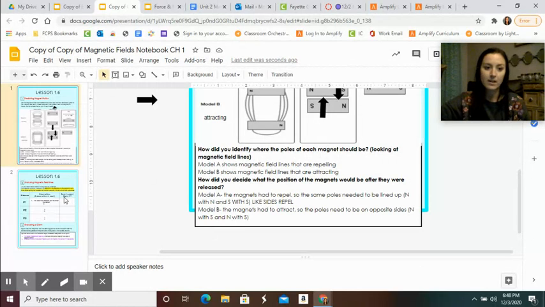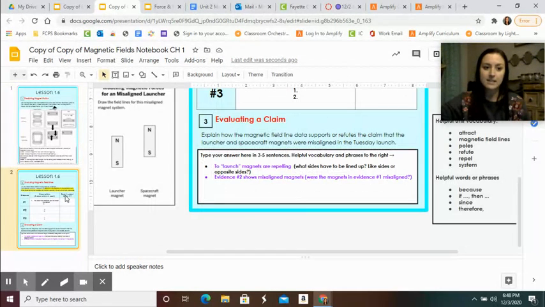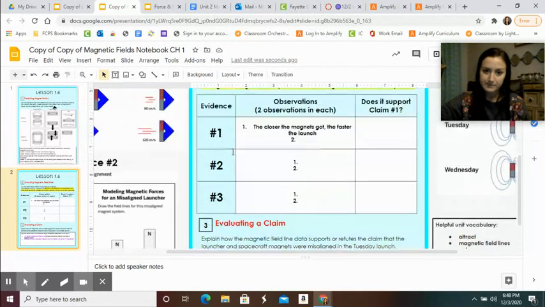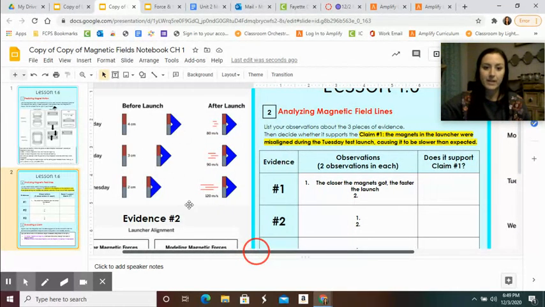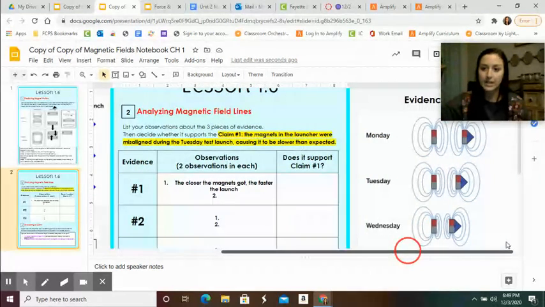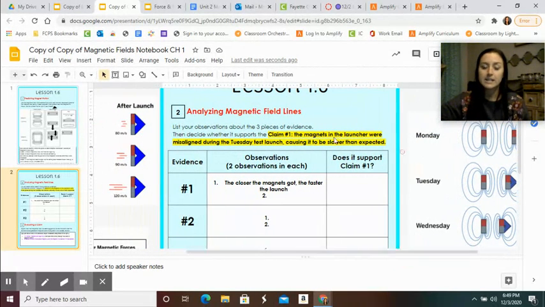Okay. And then on slide 17, what you had to do was there are 3 pieces of evidence. So there's one piece right here, and then evidence 2 over here, and then evidence 3 is over here. And you have this claim here. So the magnets in the launcher were misaligned during the Tuesday test launch, causing it to be slower than expected.